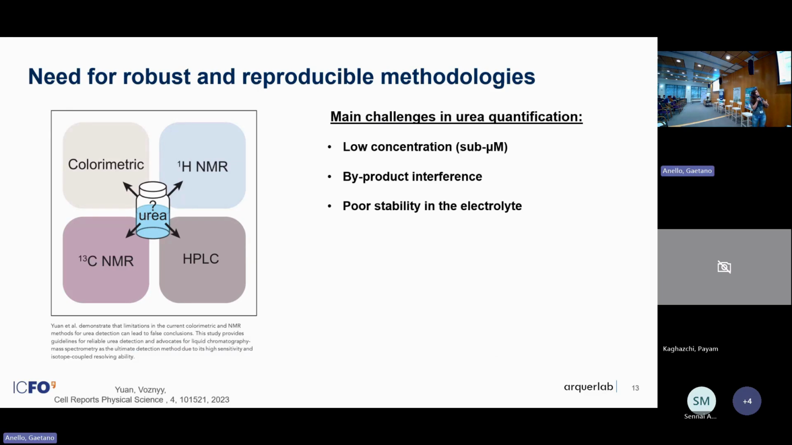So we're in desperate need of a very robust, very reproducible method that could quantify the urea at these concentrations, that could not be affected by any interferences, which I will talk about. And last but not least, it is also very timely, because the urea stability in the electrolyte is not ideal. It could survive within some hours, but especially in electrolytes, when it's not just pure water, the urea stability is not very high. So we cannot afford to send a sample somewhere and wait for a result and have the result back in a couple of days. We will not have a proper result.